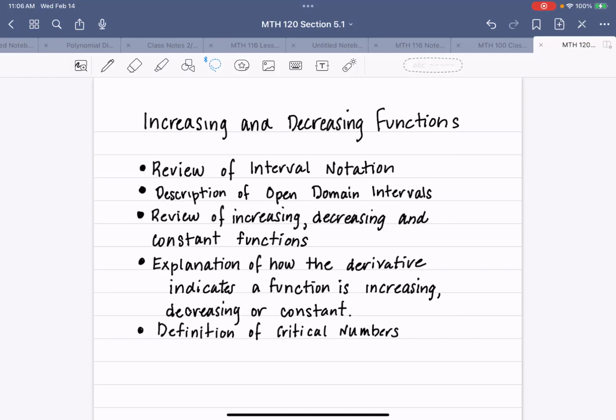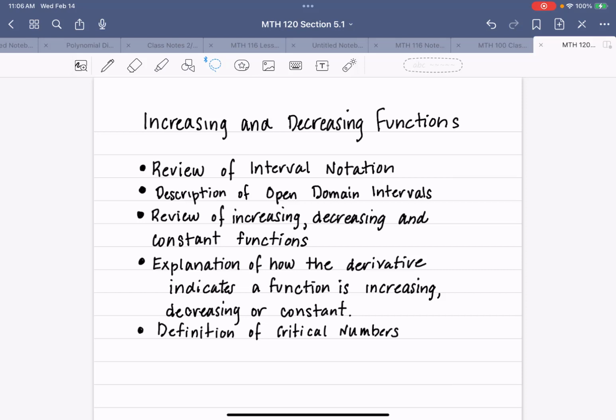Hi, in this video we'll talk about increasing and decreasing functions. The first thing I will do is review interval notation. Then we'll talk about what an open domain interval is. Then we will review increasing, decreasing, and constant functions and how you tell when a function is increasing, decreasing, or constant.